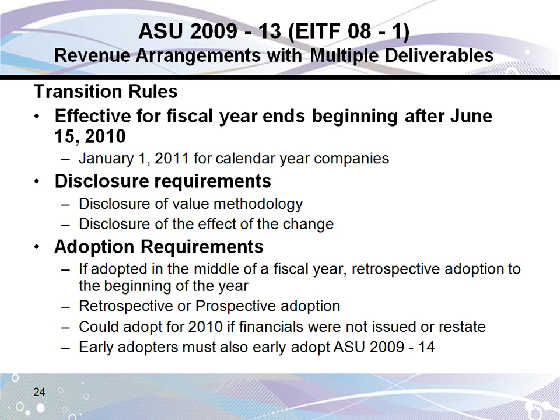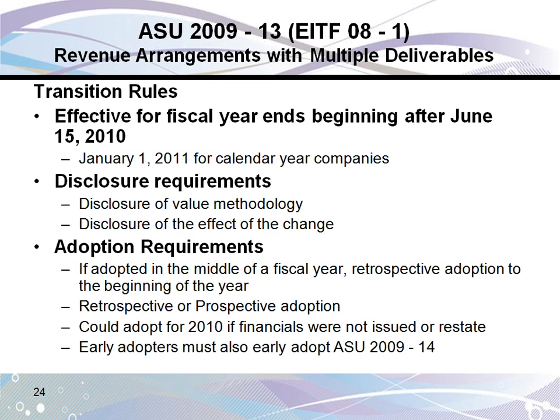Another way to disclose the effect of the change is to say, in 2010, we used the residual method and our revenues were $30 million. If we had used the relative selling price method, our revenues in 2010 would have been $38 million. So the reader of the financial statements is able to understand the effect that the change in the accounting method had on the financial statements, separate from what changed in the business.